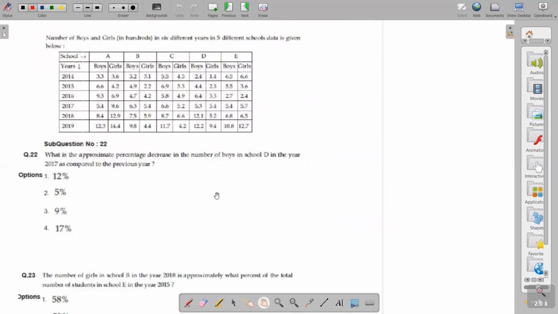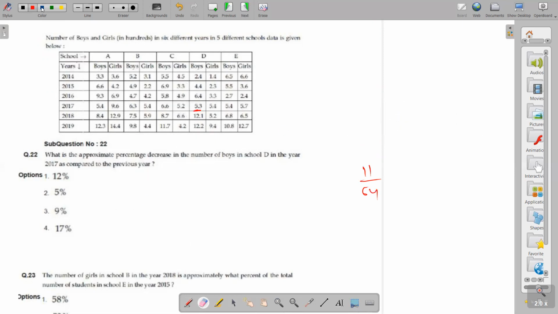And now we have this last DI set, last set of questions. Let's solve it. What is the approximate percentage decrease in the number of boys in school D in the year 2017 compared to the previous year? So we have to find the decrease. 53 से 64 गया. So decrease is 11, and as compared to the previous year, so the previous year will be the base, 11 by 64.